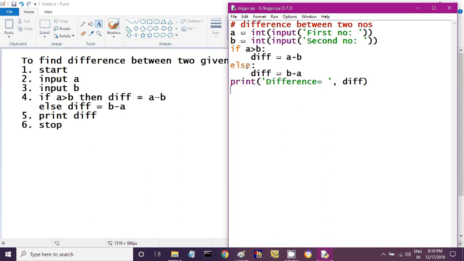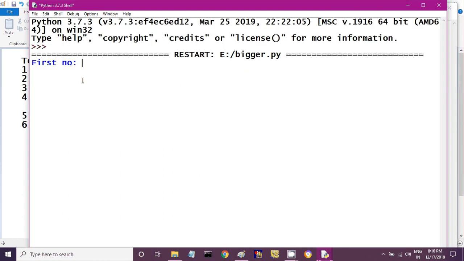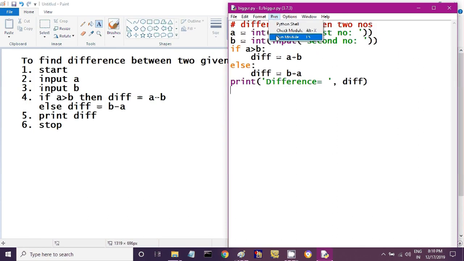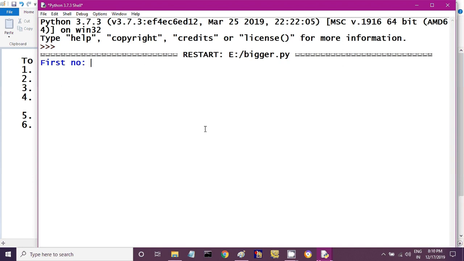File save our program and run module. It is asking me the first number, 10, second number suppose 5. Difference is equal to 5. Yes, this is correct. I am running once again. First number 10, second number 10. Difference is 0.